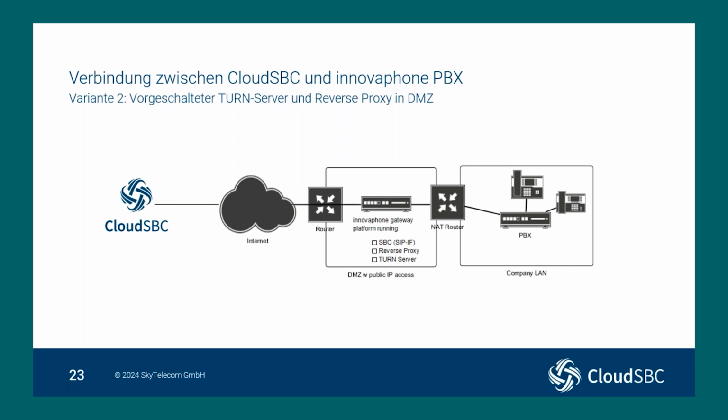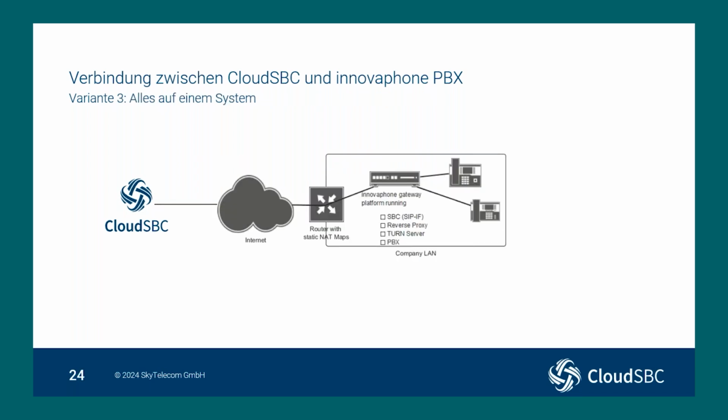Even if the customer says, I don't want to buy any additional device, I just want a quick, easy, and cheap test, it's no problem. All these services can run on the same device, which has no security restrictions because the port forwarding from the internet via your router to the Innovaphone gateway is not done to the internal SIP port, but to the different port number of the reverse proxy. So the same security mechanisms apply even if it's all on one gateway.